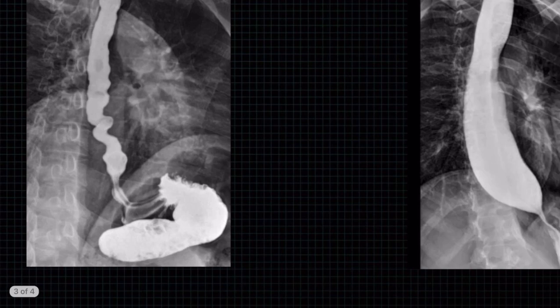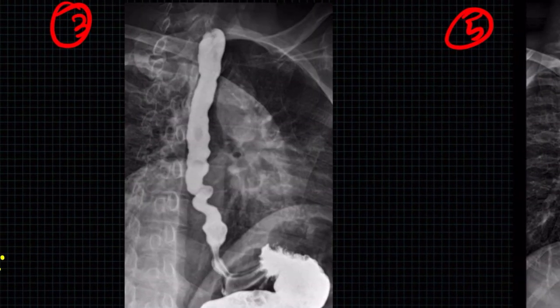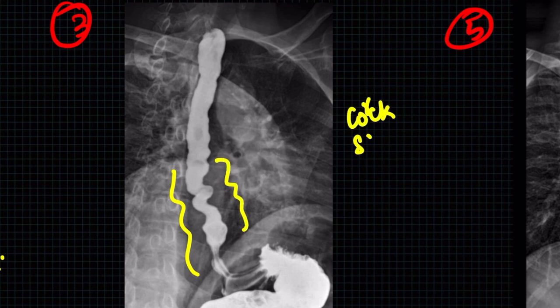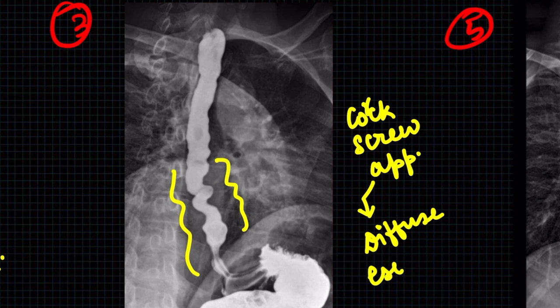Now we'll focus on the third image, which is a barium swallow radiological image of the GIT, showing an abnormal shape of the esophagus. And this appearance is also known as a corkscrew appearance. It is seen because of the spasm going on in the esophagus in the condition called diffuse esophageal spasm.